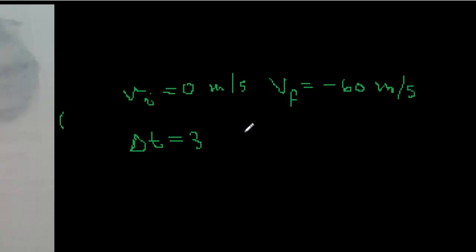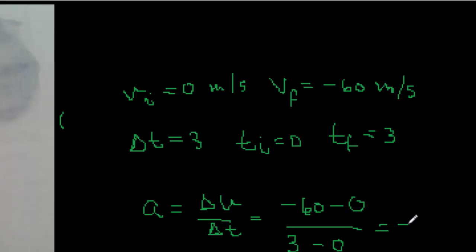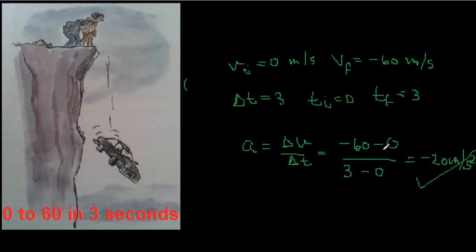which is actually the initial time is 0 and the final time is 3 seconds. To verify the claim made in this cartoon as true or not, the acceleration would have to be the change in velocity divided by the change in time. Change in velocity is the final velocity, which is negative 60, minus the initial velocity, which is 0, divided by the change in time. Final time is 3, initial time is 0, and that will be negative 20 meters per square second. Now, is that true? At this point in the course, we really don't know. Unless we know the acceleration of gravity, we couldn't verify.